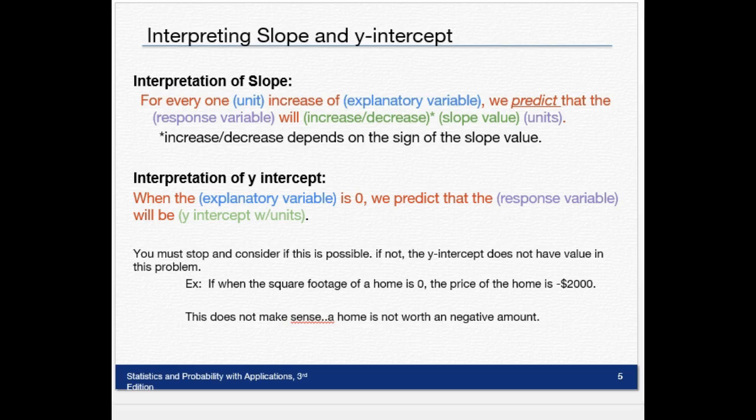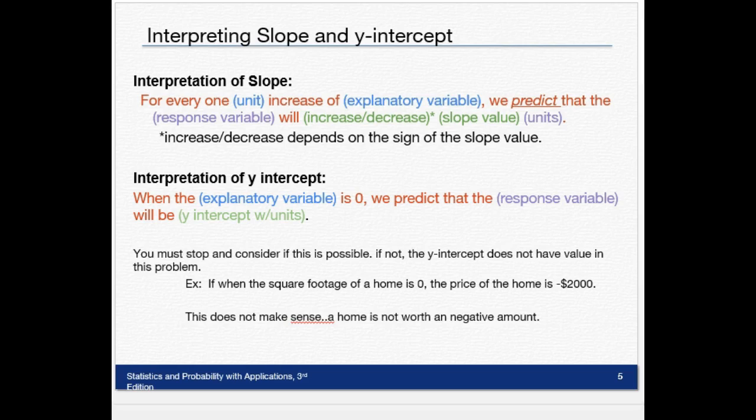Don't just say explanatory response variable. That would be counted wrong. All right, now, you have to stop and think about if this is possible, the y-intercept thing. Okay? If not, the y-intercept does not have value in the problem. For example, if when the square footage of a home is 0, the price of the home is a negative 2,000 based on our equation.